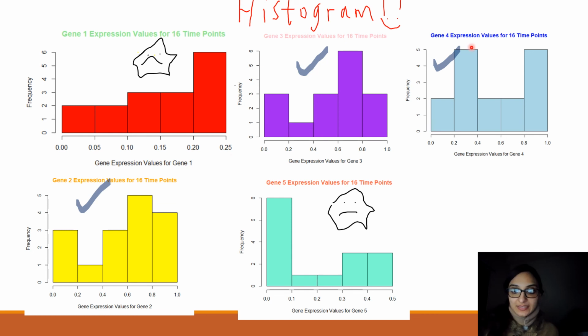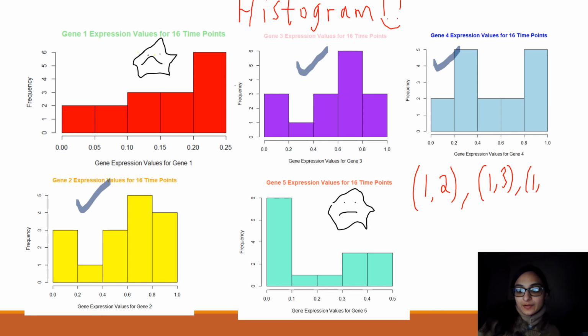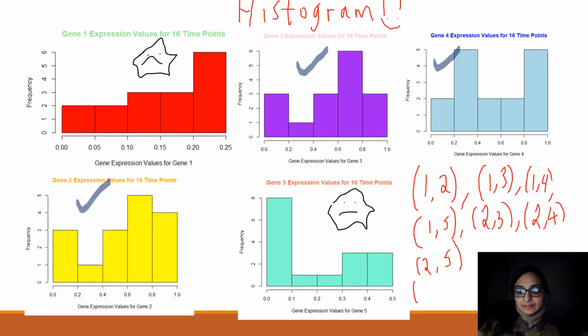So we're basically taking all pairwise comparisons, hopefully capturing as many pairs as possible. We'll be looking at the 1, 2 comparison of those genes, then comparing 1, 3, then 1, 4, and then 1, 5, and 2, 3, 2, 4, 2, 5, 3, 4, 3, 5, and last but not least 4, 5.